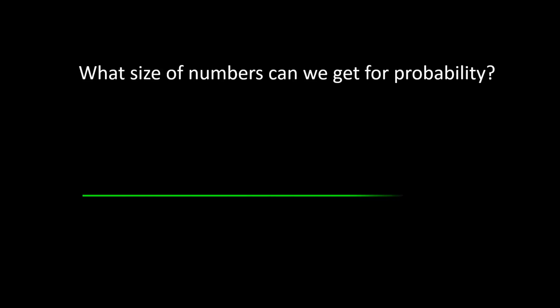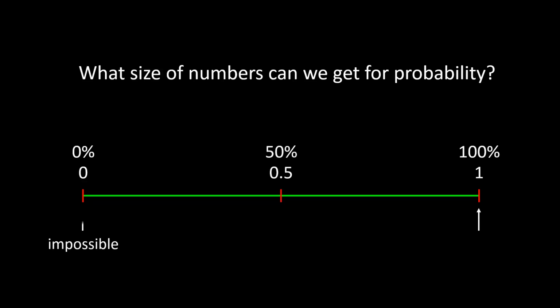So here is our number line. We notice that one end is 0 or 0%, and at the other end is 1 or 100%. At the 0 end we say things are impossible, and at the other end we've got 1 or 100%, and that's certain. Now every probability must lie between 0 and 1, or 0% and 100%.